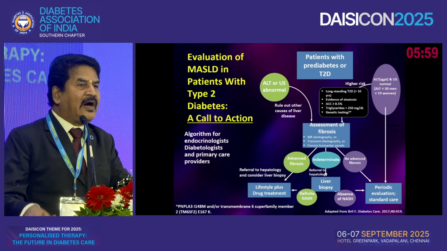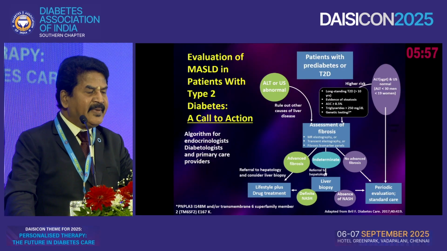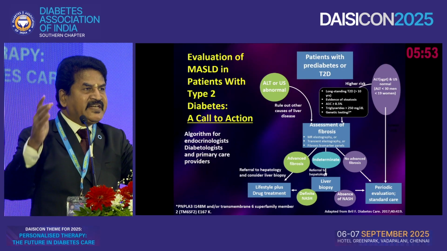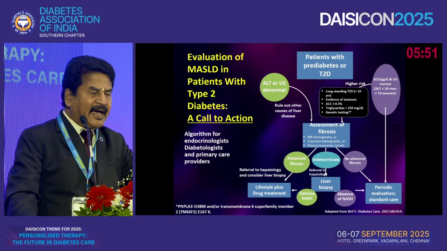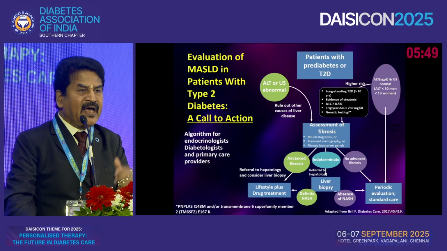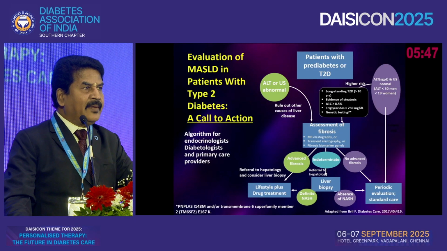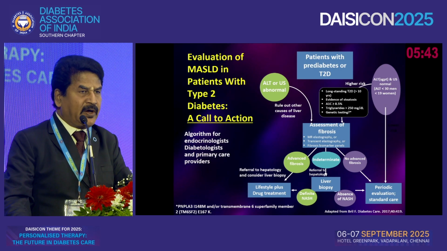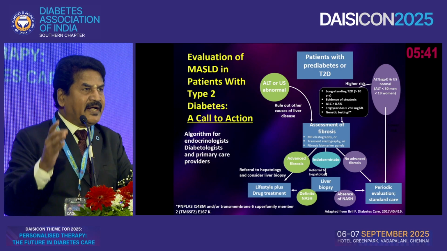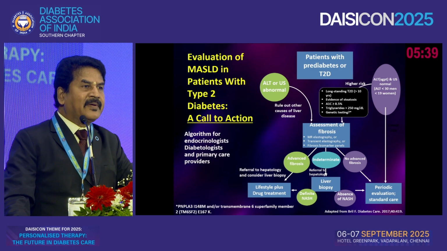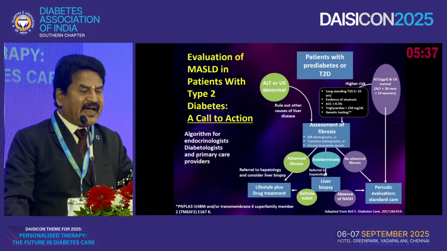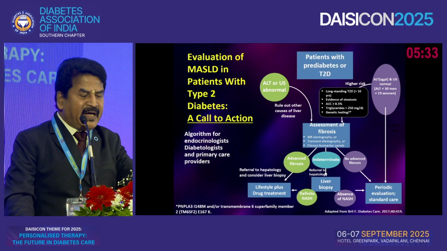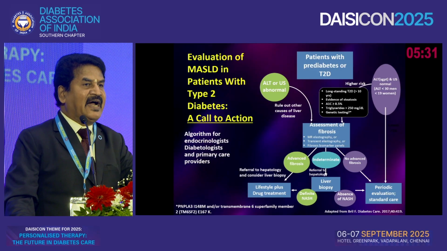So how will you evaluate? How will you evaluate MASLD in patients with type 2 diabetes mellitus? The patient sitting in front of you, either diabetes or pre-diabetes, you have to go for liver enzyme measurement, that is ALT, and ultrasound. If the ALT and the ultrasound are normal, it comes to the low risk category. For these patients, you have to go for periodic evaluation and standard care.